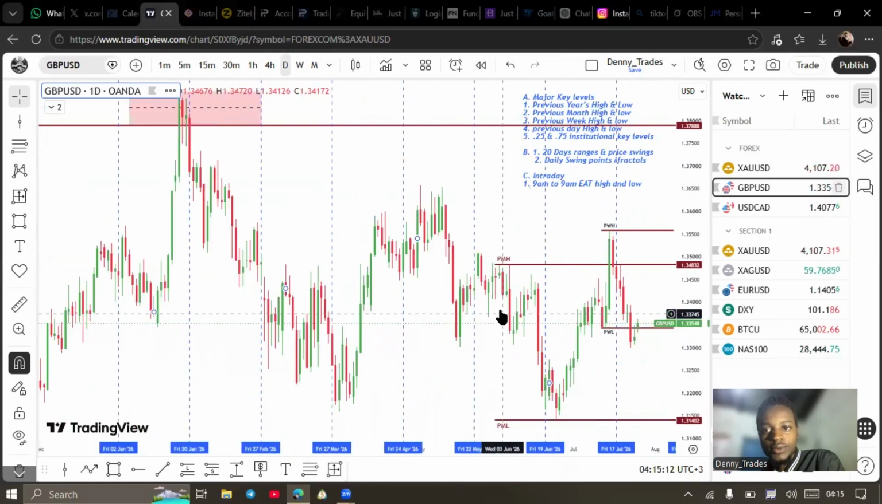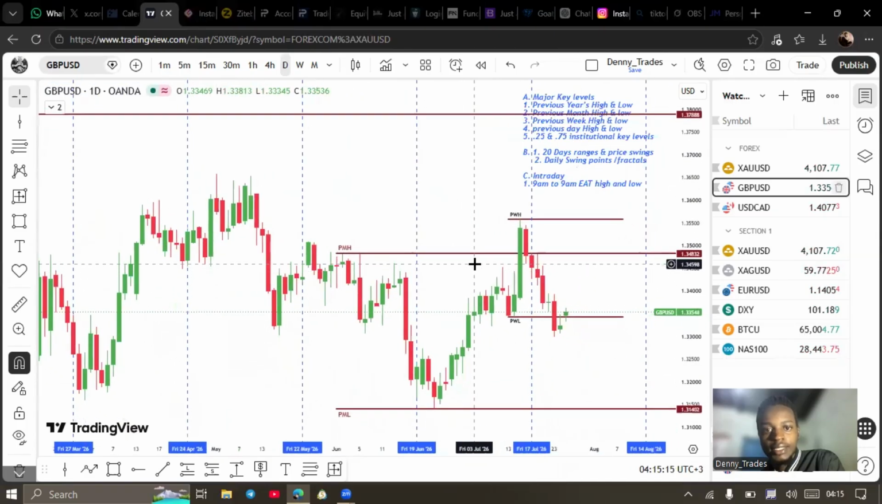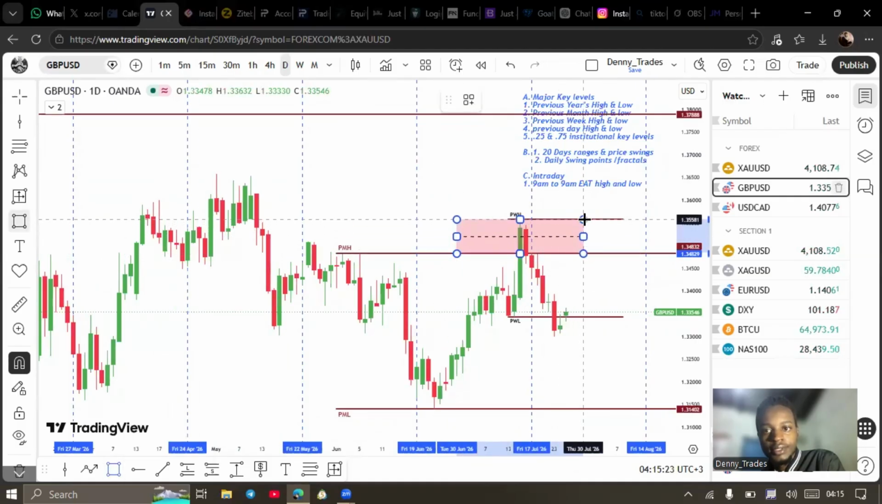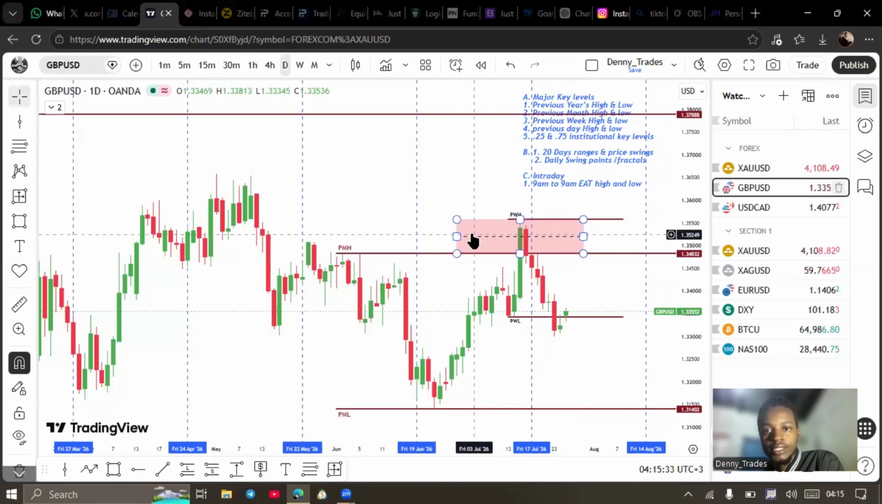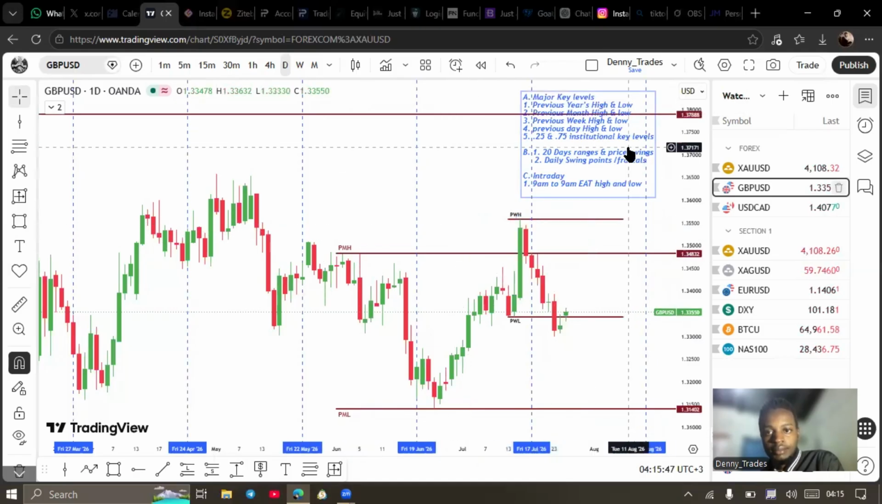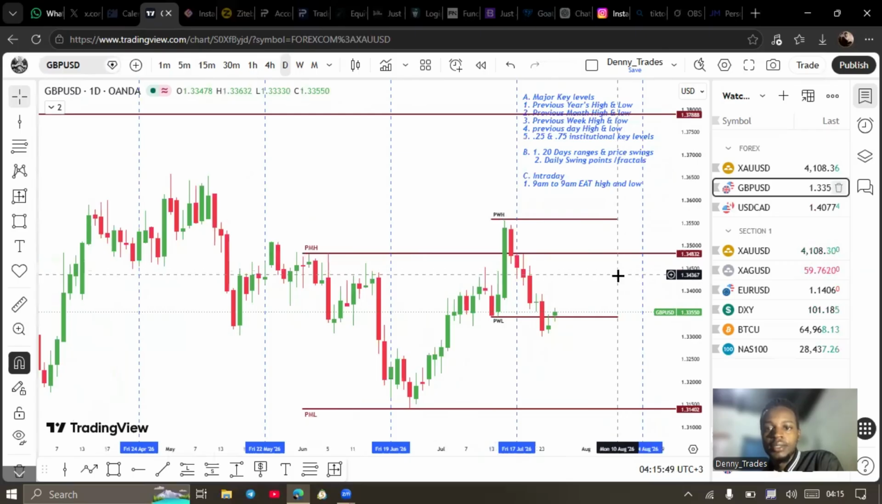Okay, so again on the monthly key level, previous monthly high, you can see we had another liquidity sweep. Before any major reversal in the marketplace, there is a liquidity sweep. So this was a liquidity sweep above the previous monthly high. So for me, the buyers would be bearish on this GBPUSD. But let's see. Okay, so we continue marking our key levels.